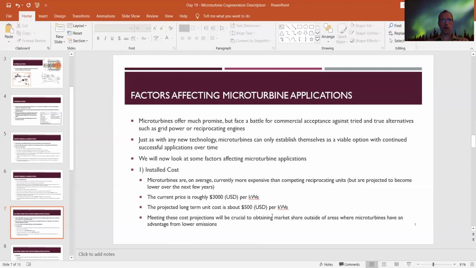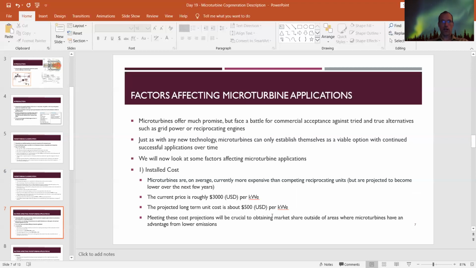So there are a few things you want to think about when you're thinking about using these in any industrial process. Obviously, these things are still new, so they face a battle for commercial acceptance against tried and true alternatives, such as grid power or reciprocating engines. Those are still the standard, while the microturbines are still being developed. As time goes on, it's expected that these microturbines will be used more as they prove their reliability.